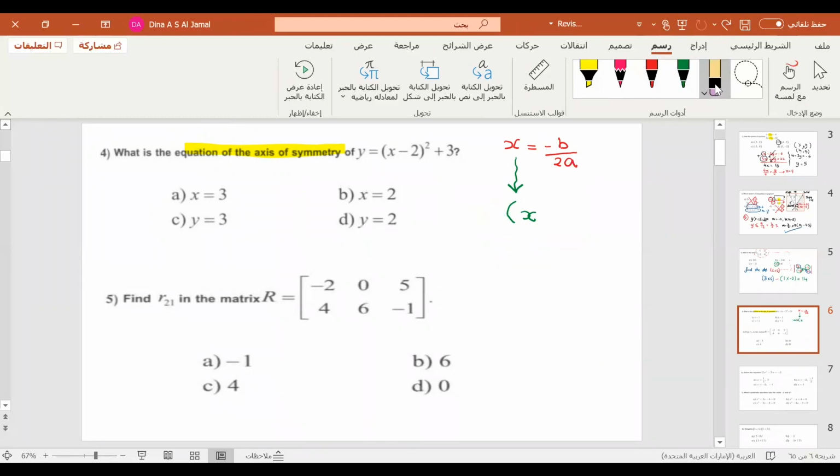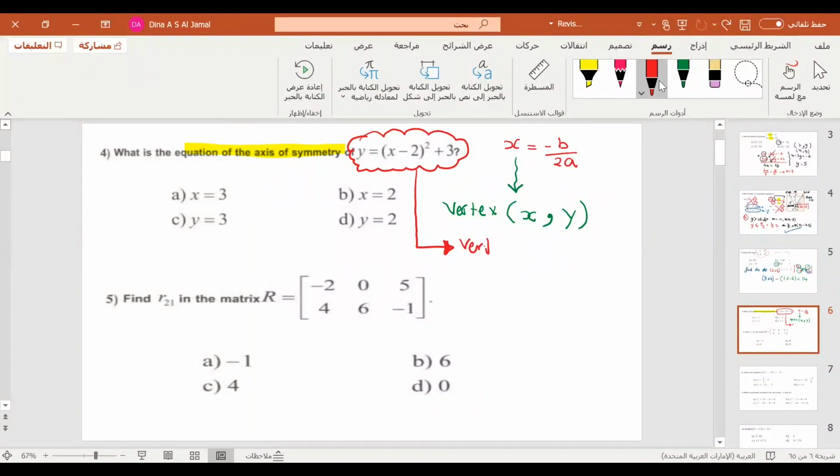Let me just write it again from the beginning. So your x value of the vertex of the quadratic function. Now, what he gave you? He gave you a quadratic function, but in the vertex form directly. So we already know that the vertex form will be giving you the vertex in h and k. So your h value here is 2, and your k value here is 3.